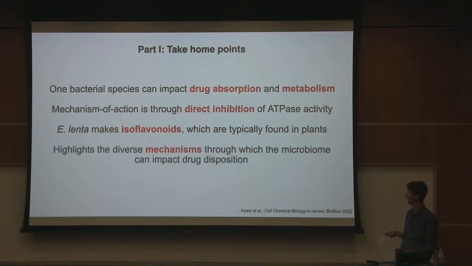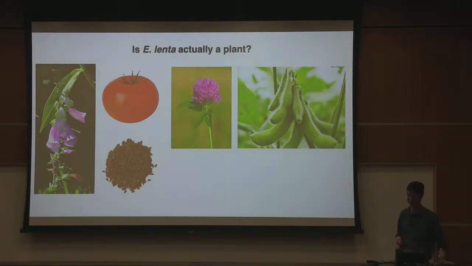So again, this really highlights the diverse ways in which the microbiome might play a role in the treatment of disease. All of this was leading us to rethink what Elenta is actually up to, and our pet hypothesis in the lab is that it has an identity crisis and actually thinks it's a plant. So it's making these isoflavonoids, which are supposed to be coming from soy. It also has genes for making lycopene, which is the red in your tomato, and these other enzymatic pathways for breaking down drugs and other plant compounds.